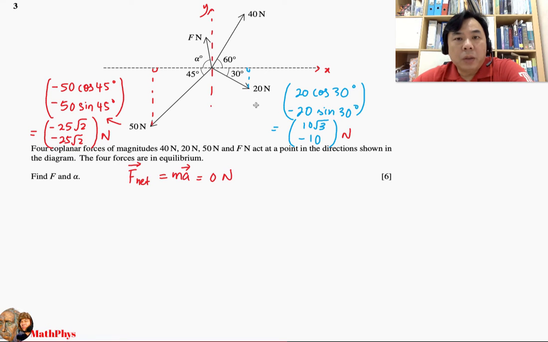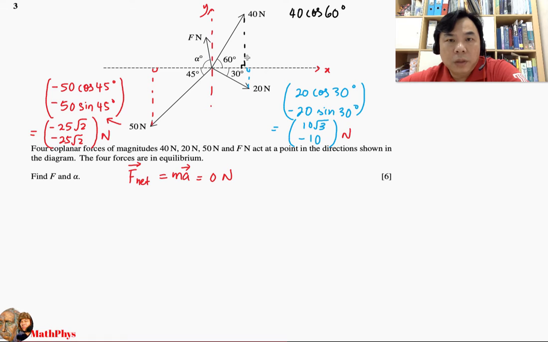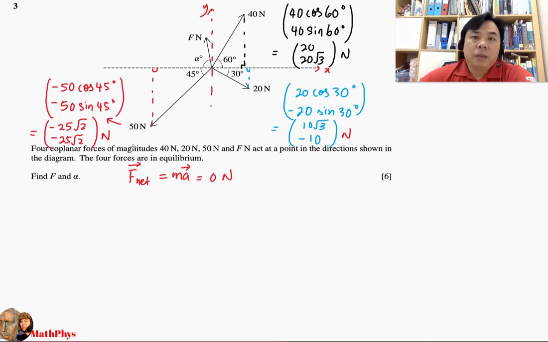So now we're going to work out the force 40 Newton in its vector form. So we can write that as 40 cos 60, and then for its vertical component, it will be 40 sine 60. All right. And then there you have it. Of course, you can always simplify this. If you were to simplify this, you will get 20, and then this one will be 20 root 3 here, Newton. All right, and then there you have it.